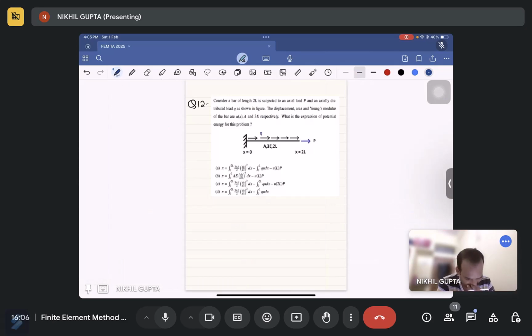So let's see this question. Consider a bar of length 2L subjected to an axial load P and an axial distributed load Q as shown in the figure. The area and Young's modulus of the bar are given. What is the expression of potential energy? So you have to find the potential energy of the given bar. Anyone who wants to try?